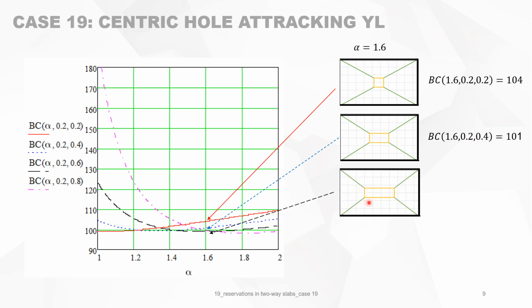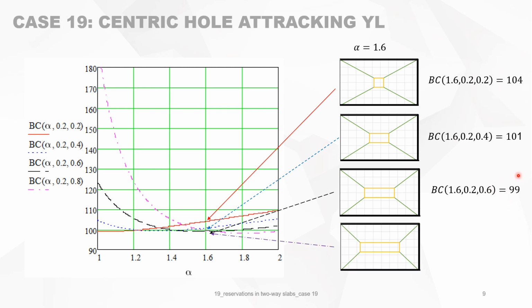And for the black curve, the alpha 2 is 0.6, so it's larger reservation. So the bearing capacity is 99%. And at last, we have 0.8 for alpha 2, and this is 100%. So this is what's happening here.